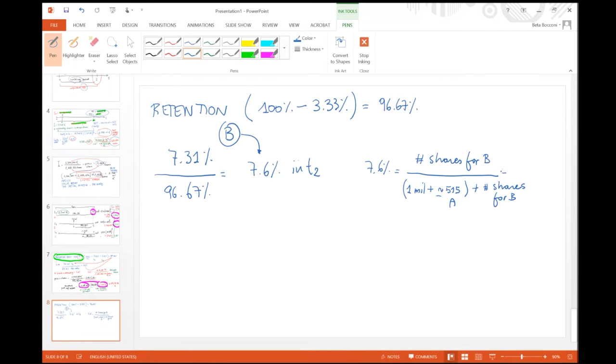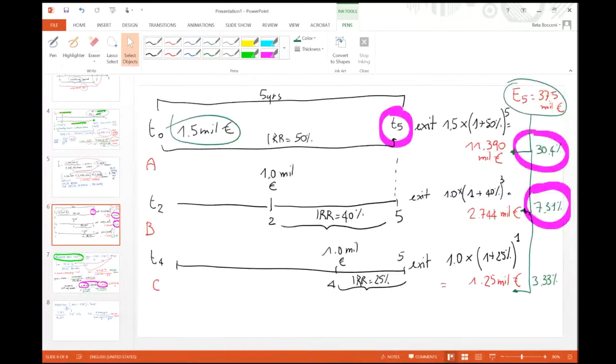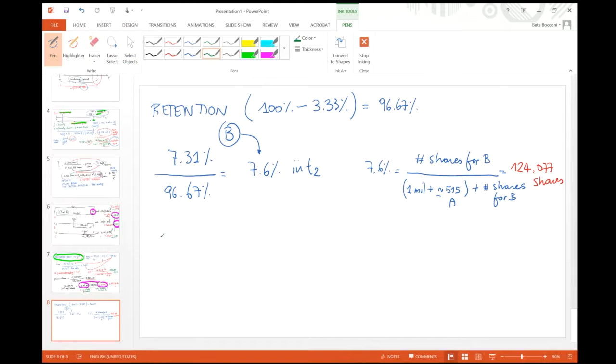If we solve this equation for the number of shares for investor B, we get that the second investor is going to buy 124,077 shares, roundings apart. Which basically means that with an investment of 1 million, going back to our original exhibit, this guy is going to invest 1 million.